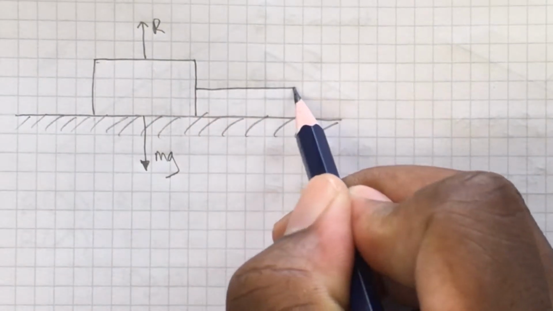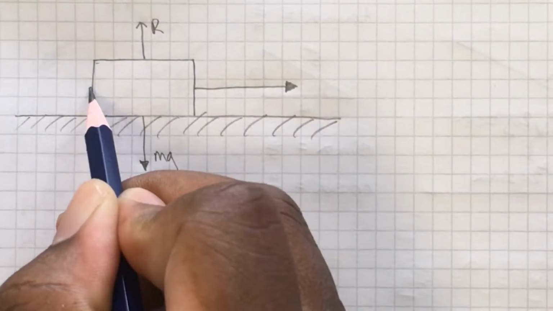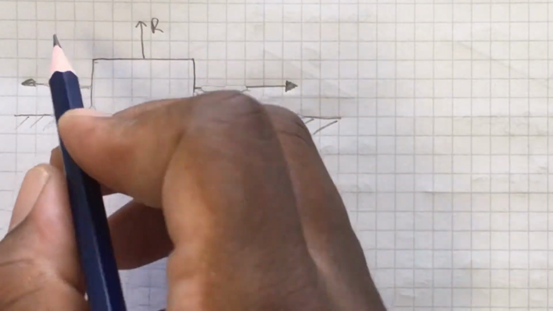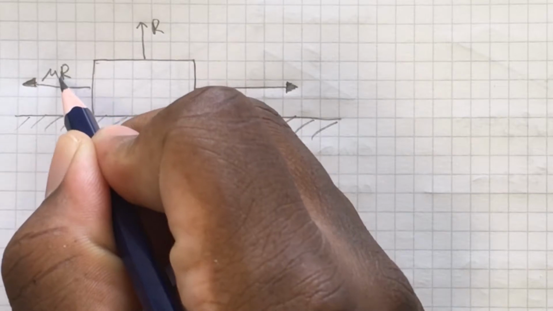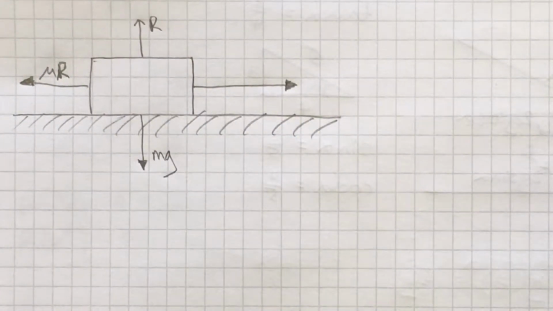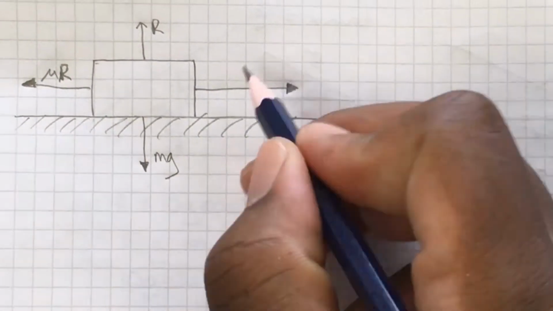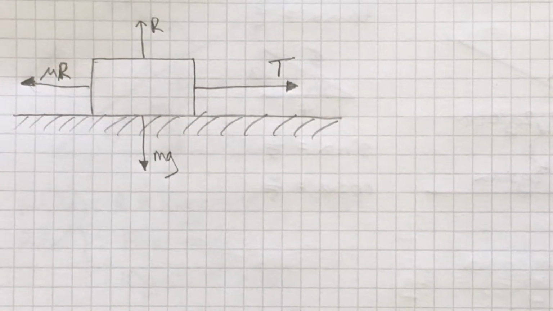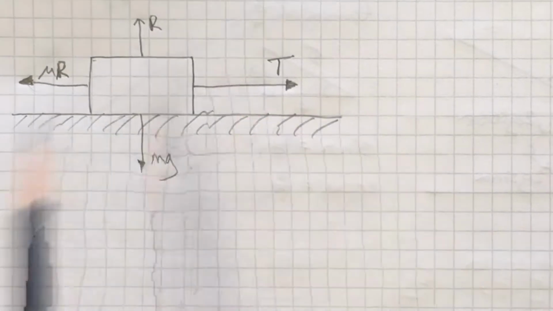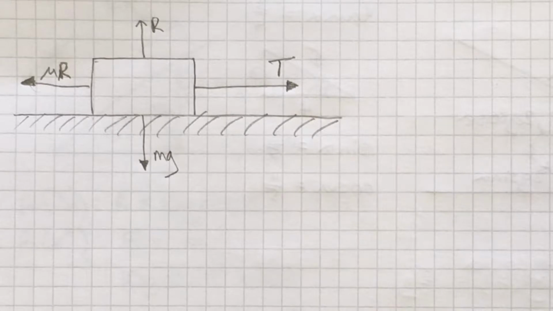So our standard model should have the weight and a reaction force moving vertically. And horizontally, we can have the friction, which I'm going to put as mu R, and any driving force. Now, I've put friction as mu R because friction is a function of the reaction force. Depending on the reaction force, the friction will change. Mu is the coefficient of friction.